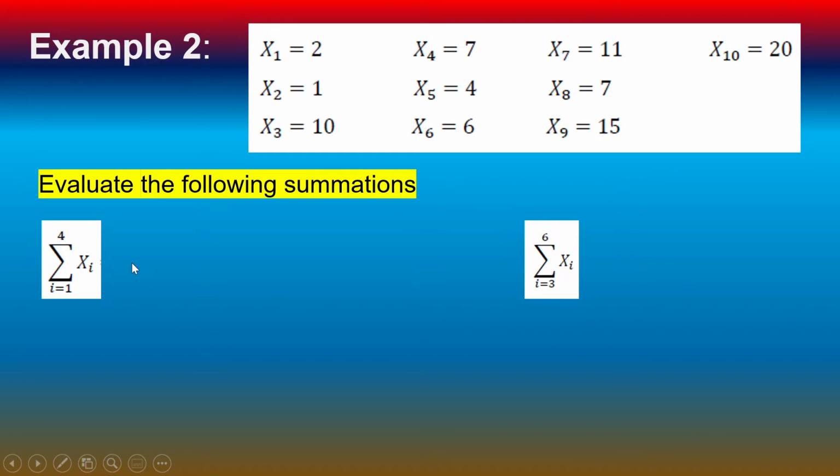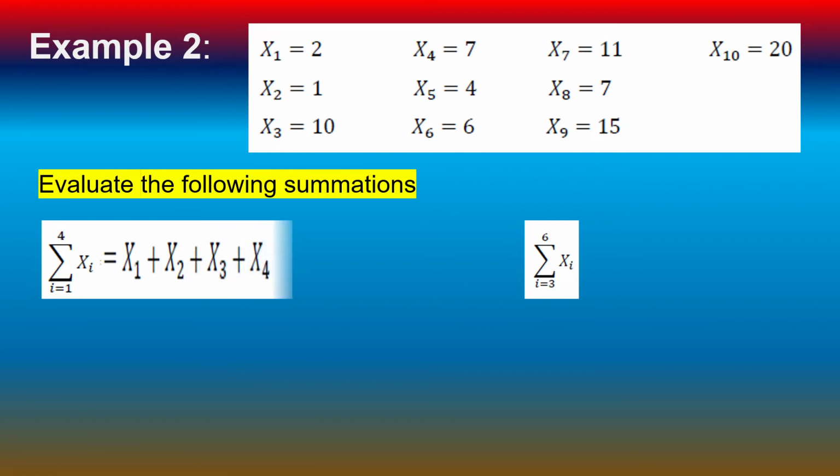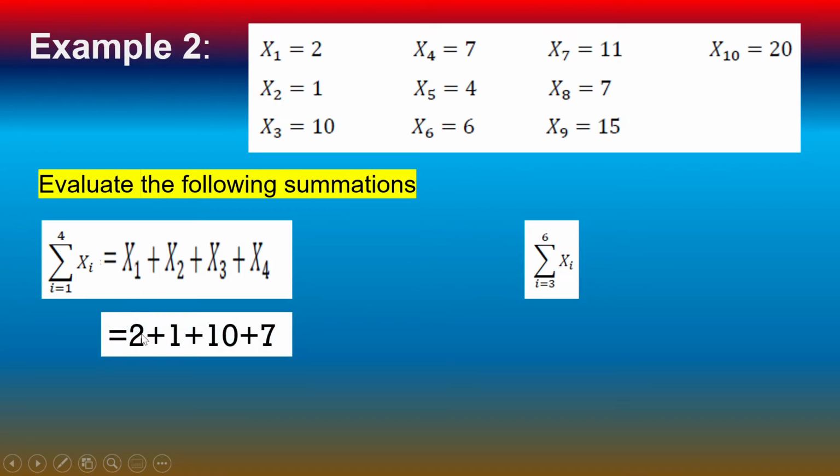So how are we going to write that as formula? So this becomes X sub 1 plus X sub 2 plus X sub 3 plus X sub 4. Then substitute the values. X sub 1 is 2. Dito natin kinuha yon. X sub 2 is 1. X sub 3 is 10. X sub 4 is 7. So, yan na. Sinubstitute na natin yung value ng x. And then, the summation of X sub i that ranges X sub 1 up to X sub 4 is 20.